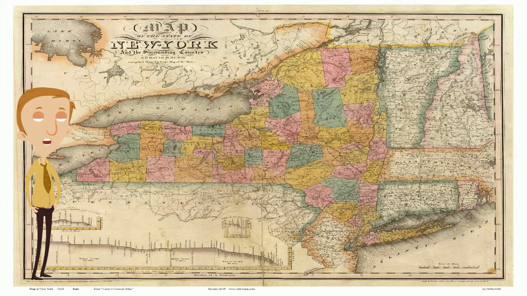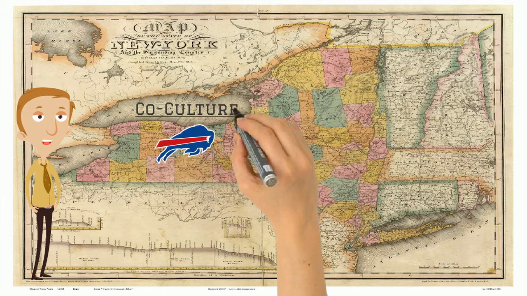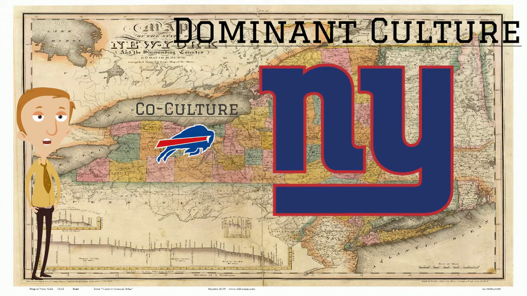Before I go any further, I should clarify what a co-culture is first. A co-culture is a culture that coexists alongside the dominant culture and is comprised of a smaller collective of people that have the same values, beliefs, attitudes, and orientation that differs from members of the dominant culture.